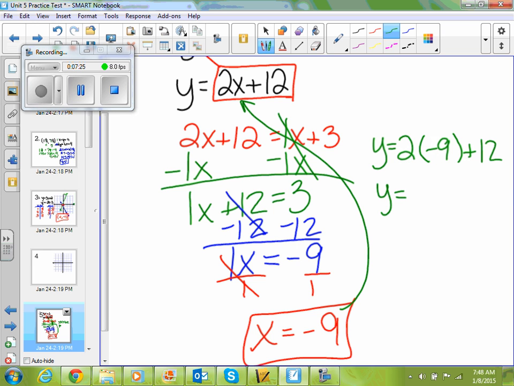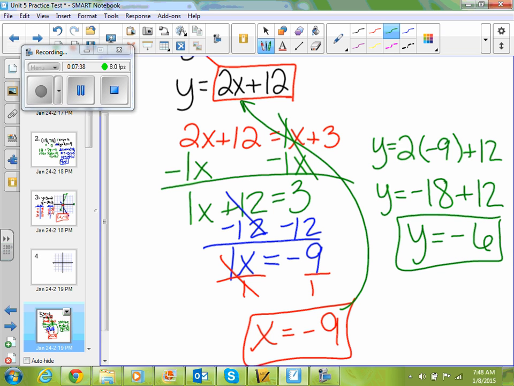Well, 2 times -9 is -18. -18 plus 12 is -6. So I get x is -9, y is -6.